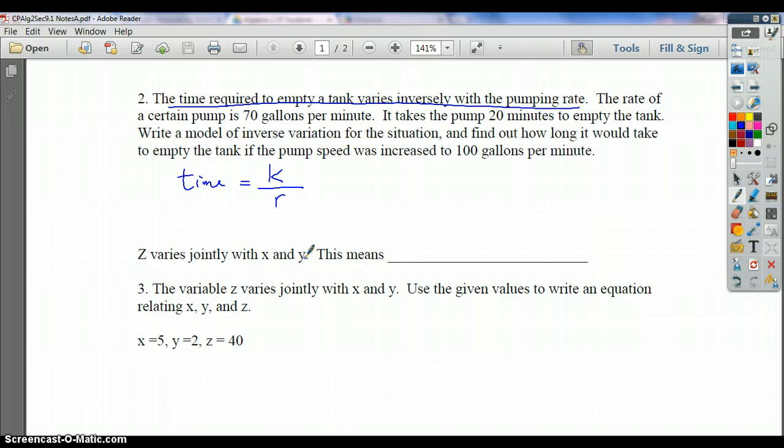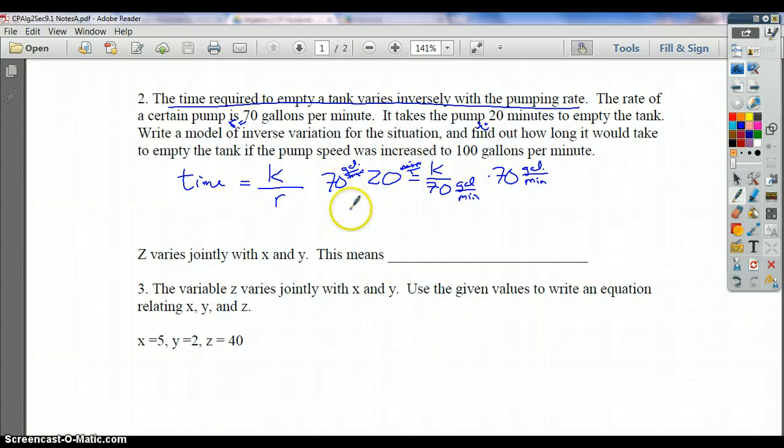So when I set the first scenario up, this is my rate, this is my time. So I'm getting 20 minutes equals k over 70. Okay, and if you wanted to put units in here, it would be gallons per minute, and this would be minutes. So when you multiply 70 gallons per minute out of there, and multiply this times 70 gallons per minute, okay, you can see the units minutes will cancel out because one's on top, one's on bottom, and 70 times 20 is basically 1,400. Okay. So you're looking at a 1,400 gallon tank you're trying to empty here.